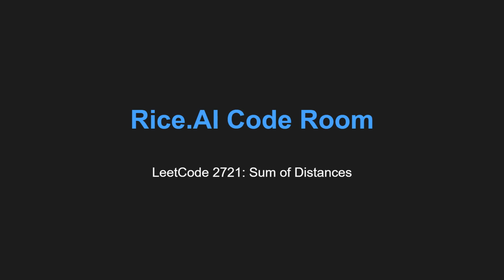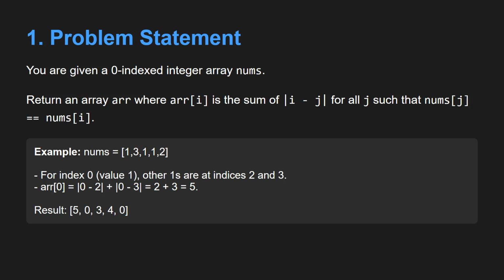Today we are tackling LeetCode 2721, sum of distances. In this problem, we are given a zero-indexed integer array called nums. We need to create an array, let's call it ARR, where each element ARR[i] is the sum of the absolute differences between the index i and all other indices j, where the value at nums[j] equals the value at nums[i]. For example, if nums is [1, 3, 1, 1, 2], the ones are at indices 0, 2, and 3.